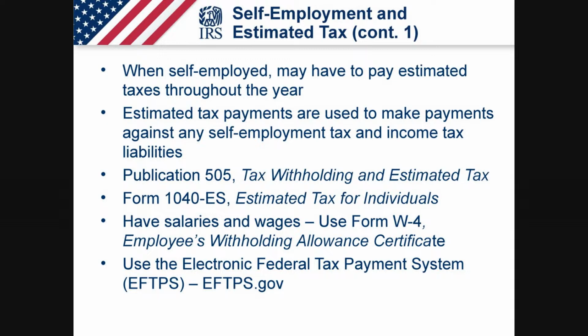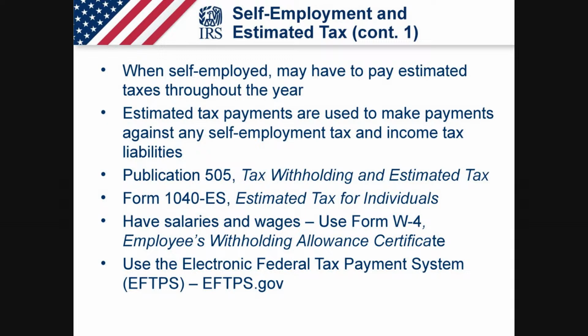If you or your spouse also receive salaries and wages, you may be able to avoid having to make estimated tax payments on your income by asking your employer to take more tax out of your earnings. To do this, you'll need to file a new Form W-4, Employee's Withholding Allowance Certificate, with your employer.